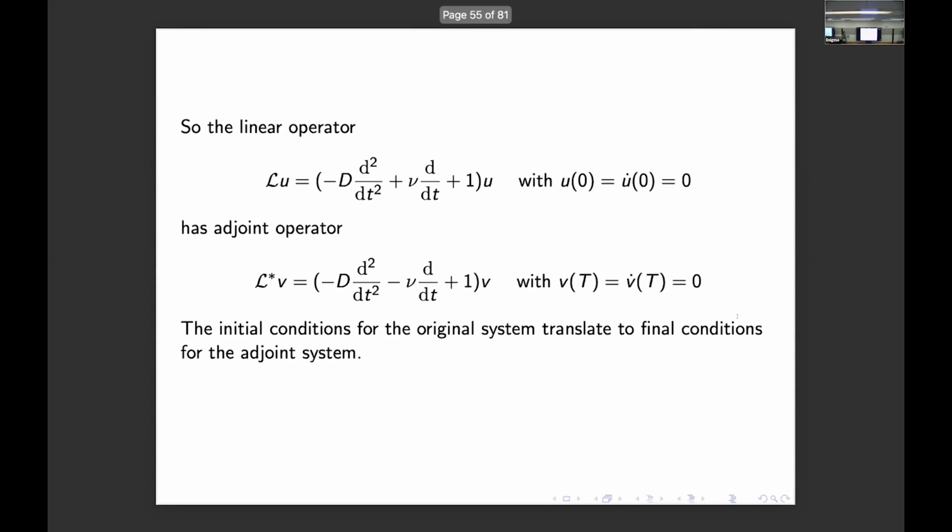Just one thing to note. We started with a differential equation like this with initial conditions. This gets transferred to a differential equation with final conditions. So we have to solve this thing backwards sometimes. That's what normally happens here.